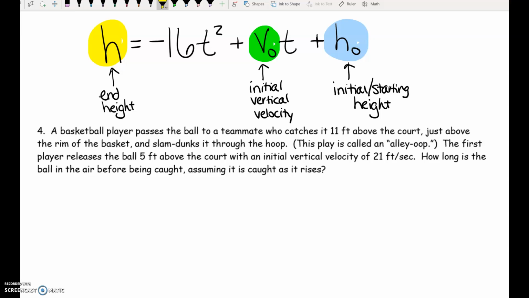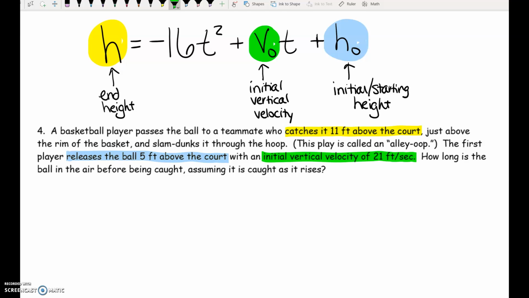A basketball player passes the ball to a teammate who catches it 11 feet above the court, just above the rim of the basket, and slam dunks it through the hoop. Apparently this play is called an alley-oop. I know nothing about basketball. I just copied this problem out of a book. The first player releases the ball 5 feet above the court with an initial vertical velocity of 21 feet per second. How long is the ball in the air before being caught, assuming it is caught as it rises?